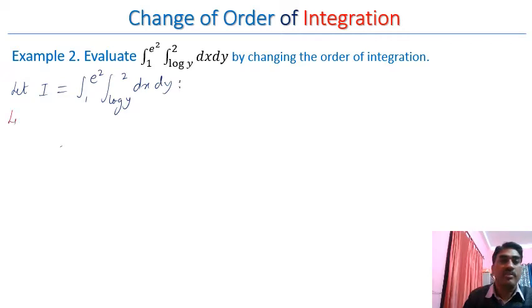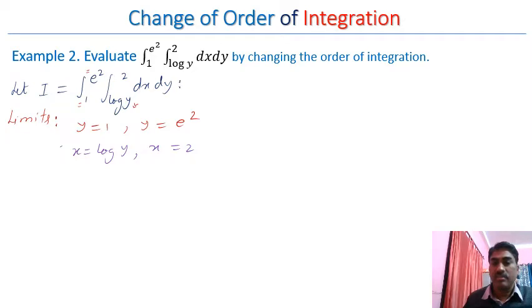What are the limits? Here you can see the variable limit appears in y, so this is the limit of x. The outer limits are constant limits, and these are for y. So y is equal to 1 and y is equal to e square. Then x is equal to log y and x is equal to 2.